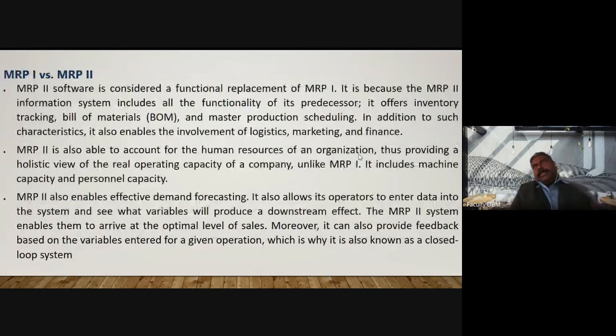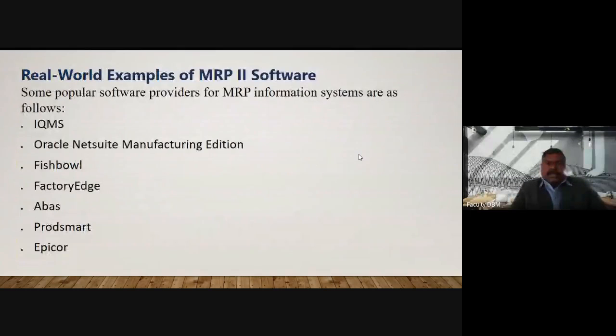So what is the difference between MRP1 and MRP2? MRP2 software is considered a functional replacement of MRP1. It is a big information system that includes functionality. As I said, what it involves: inventory tracking, bills of materials, and master production scheduling is an additional advantage that we have in MRP2. In addition to such characteristics, it enables the involvement of logistics, marketing, and finance. It has culmination, as we have seen in the last slide.